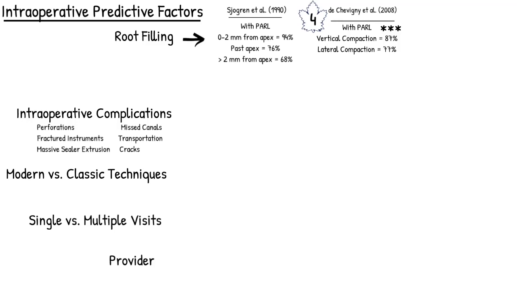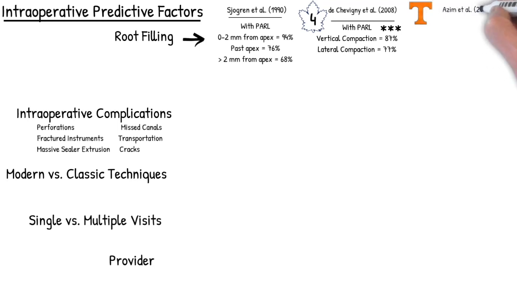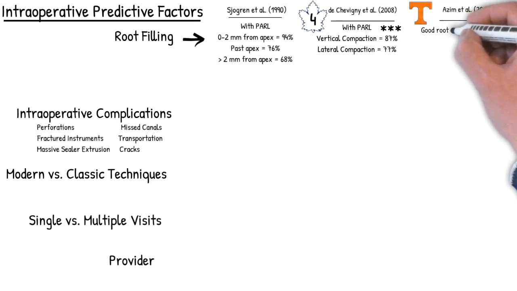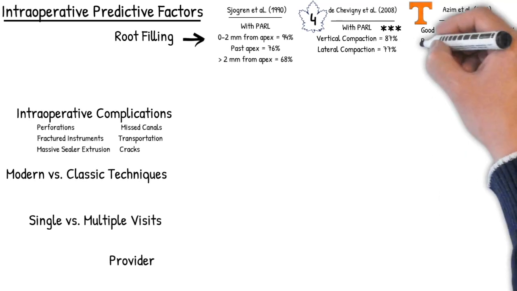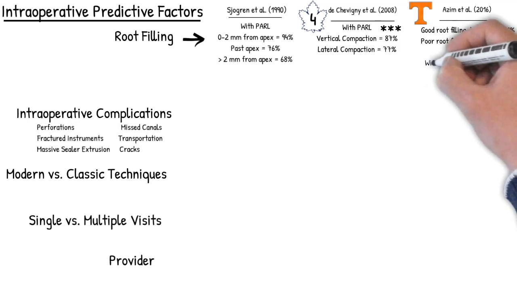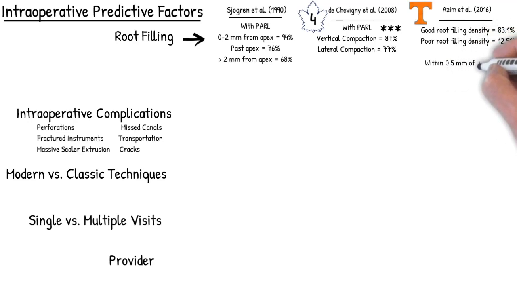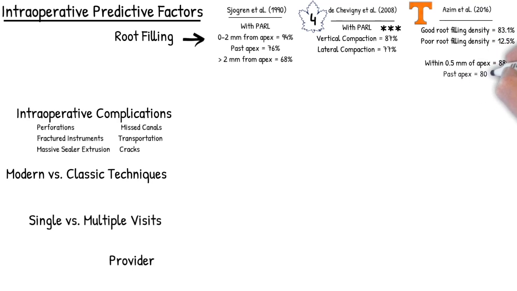In the Tennessee study by Azim and colleagues, they looked at the density and the length. In teeth with good root filling density, 83.1% success was observed, whereas teeth with poor root filling density, only 12.5% were successful. Regarding the length, if the gutta percha was within a half millimeter of the apex, they had an 88% success rate. Once past the apex, the success rate dropped to 80%. 1 to 2 millimeters from the apex was 73.4%, and gutta percha greater than 2 millimeters from the apex was 33.3%.